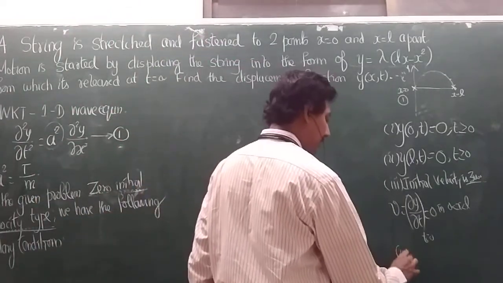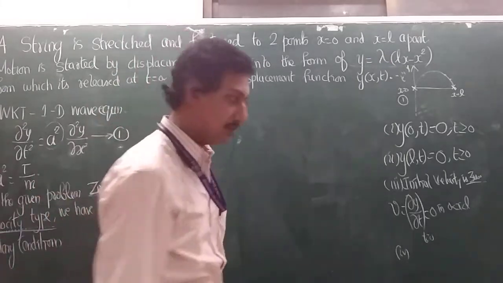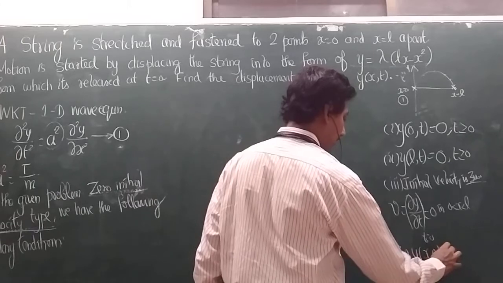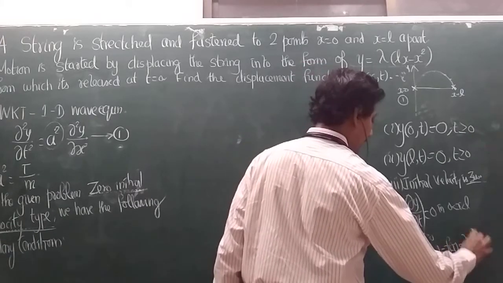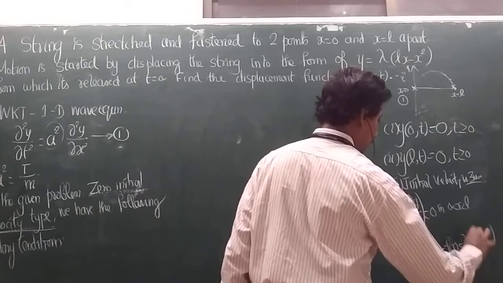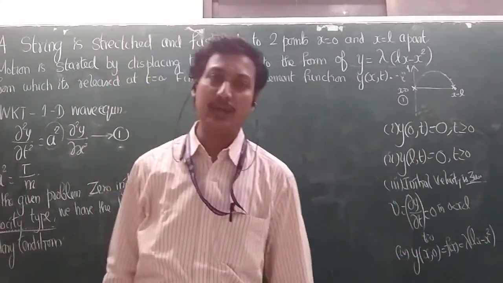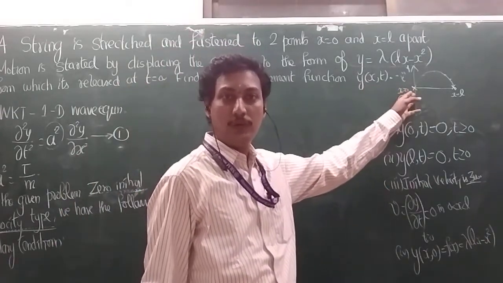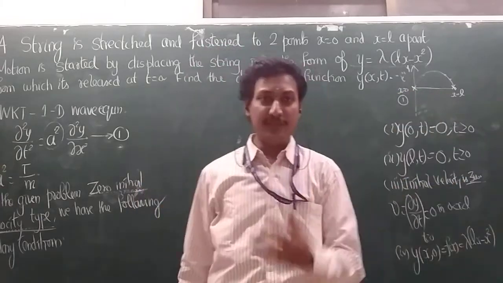The fourth one is the initial displacement function. It is already available in the given question. The initial displacement function is y of x comma 0 is equal to f of x is equal to lambda into (Lx minus x squared) in the interval 0 to L. Why is it in the interval 0 to L? Because at x equal to 0 it is fixed, so no displacement at this point, and x equal to L also it is fixed.